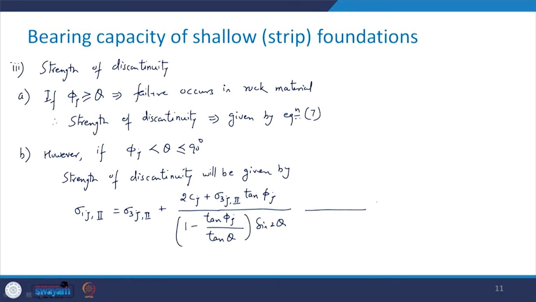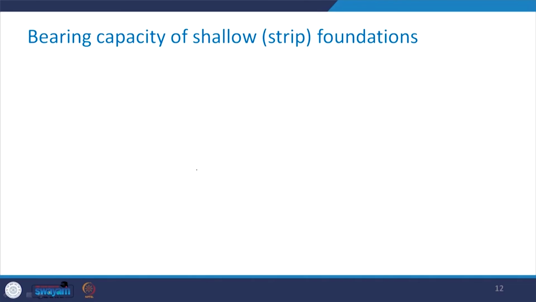You need to be careful when to put theta and when to put 90 minus theta. If you recall the single plane of weakness theory, the beta angle we took from the major principal axis direction. So that you need to keep in mind when you are applying it here.